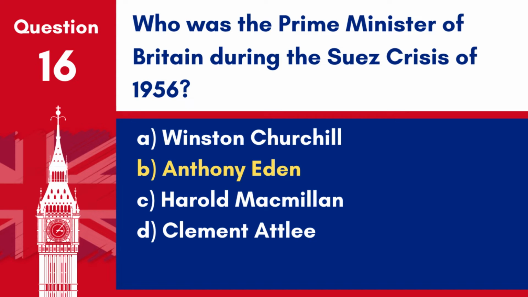Answer B. Anthony Eden. Anthony Eden was the British Prime Minister during the Suez Crisis, which was a diplomatic and military confrontation in Egypt involving Egypt, Israel, France, and the United Kingdom.